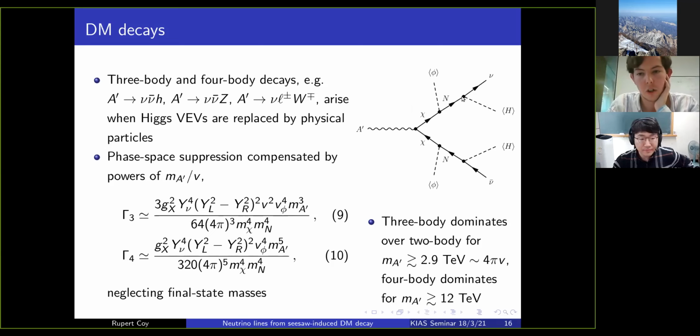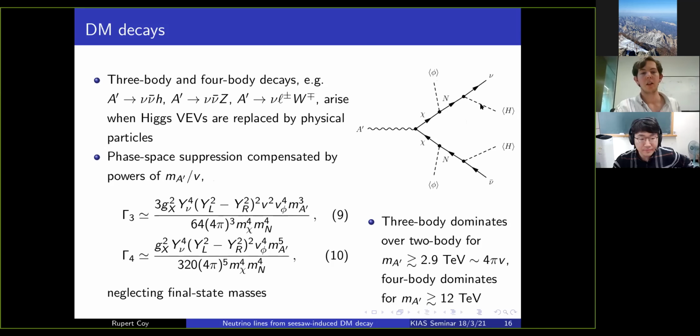In principle, one could also do the same with the phi and replace that with a physical body. But the problem is that when you do that, the only enhancement you get is MA prime over V phi. And that, in fact, is nothing other than a gauge coupling, which can't be too big by definition. And so there's nothing to be gained by replacing the phi VEV with a physical particle, because this ratio is not larger than 1. So you're not concerned with those kinds of 3 and 4-body decays. You're only concerned with 3 and 4-body decays where you replace the Higgs VEV with a particle.